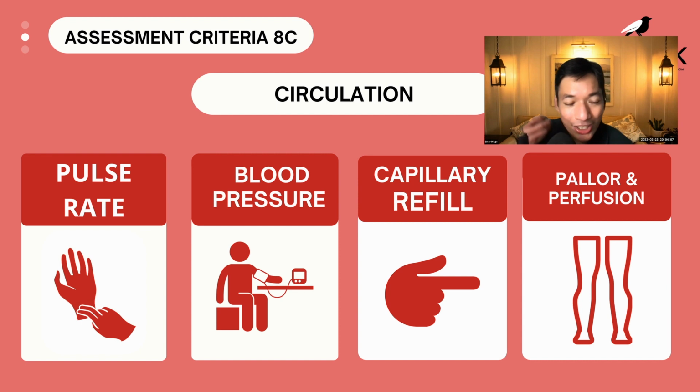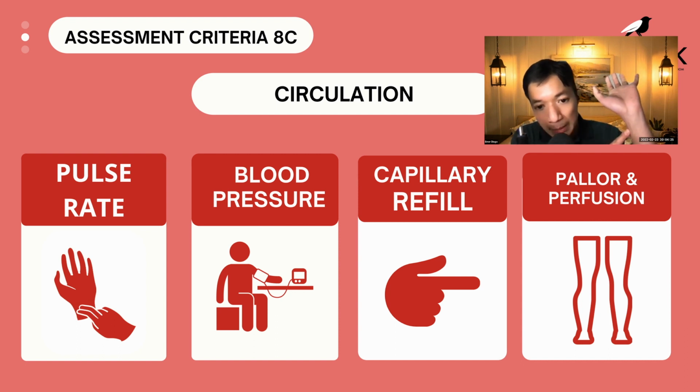Next is circulation. So pulse rate. So when you do your circulation, you will tell the assessor, I will now perform my circulation. So of course, you have to check the pulse rate. So the pulse rate, we all know how to do it, yeah? So on the examination, you will be checking or palpating the radial pulse. We all know that we have different pulse sites, and the most accessible is your radial pulse.